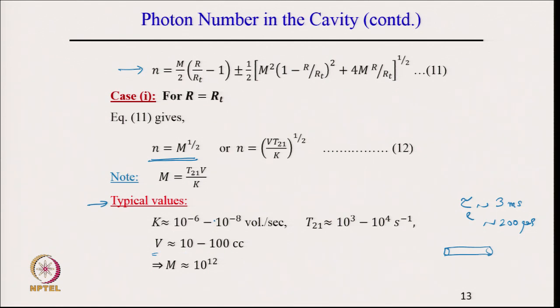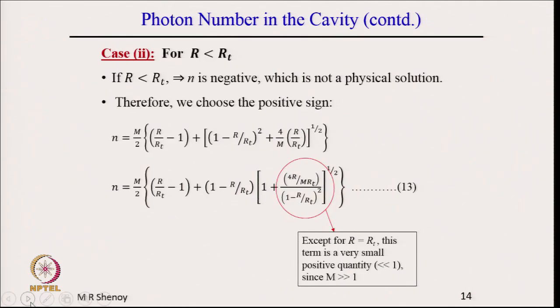So, if you use numbers corresponding to the mid value here, m will come out to be approximately 10 to the power of 12. So m is a big number. So why have we put these typical values? Because once we know that m is a big number, we can make some simplifications. That is why we are using practical numbers. All right. Let us go to case 2.